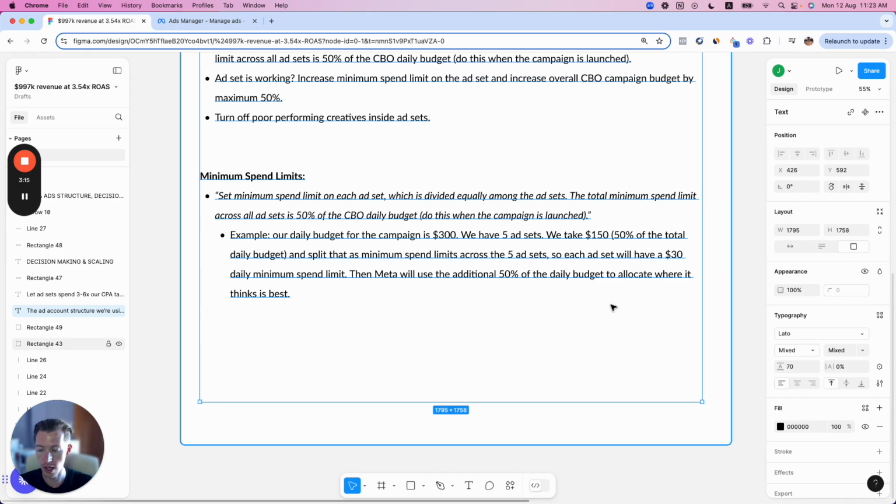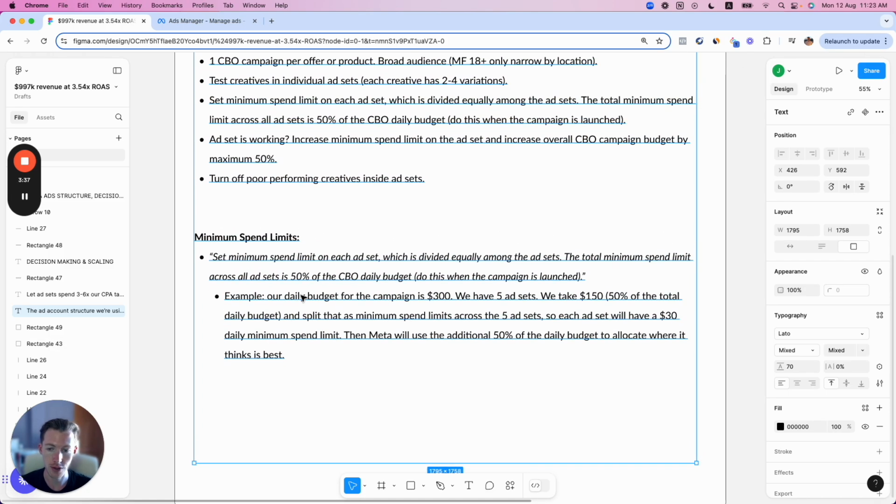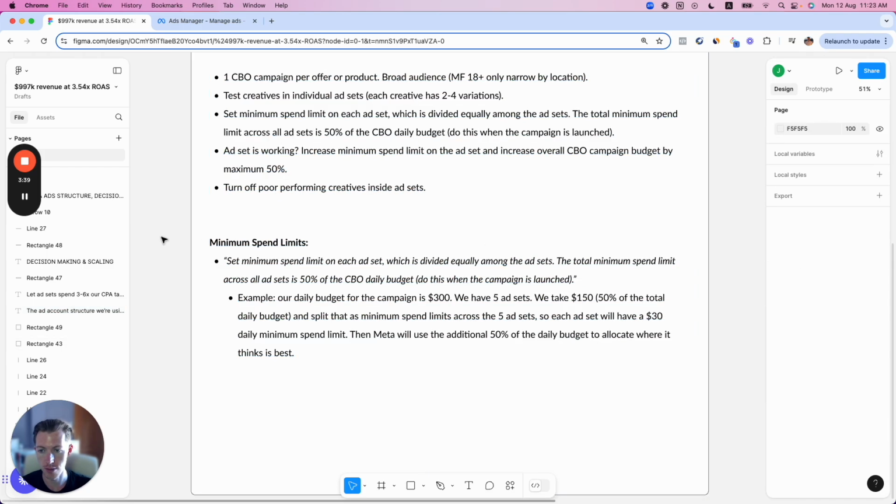It's also to make sure that each ad set in a CBO campaign gets at least some spend, because if you don't apply minimum spend limits, what we found is that Meta is just going to direct spend to maybe the top 2 or 3 ad sets that you have in the campaign, and the other ones are just not going to get spend, right? So it's just a way for us to make sure that we're testing the ad sets and the creatives. So that is the structure itself.